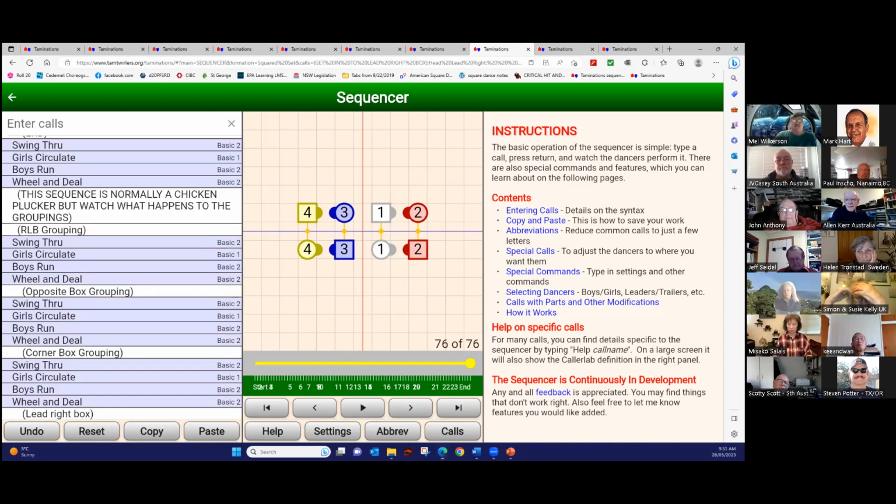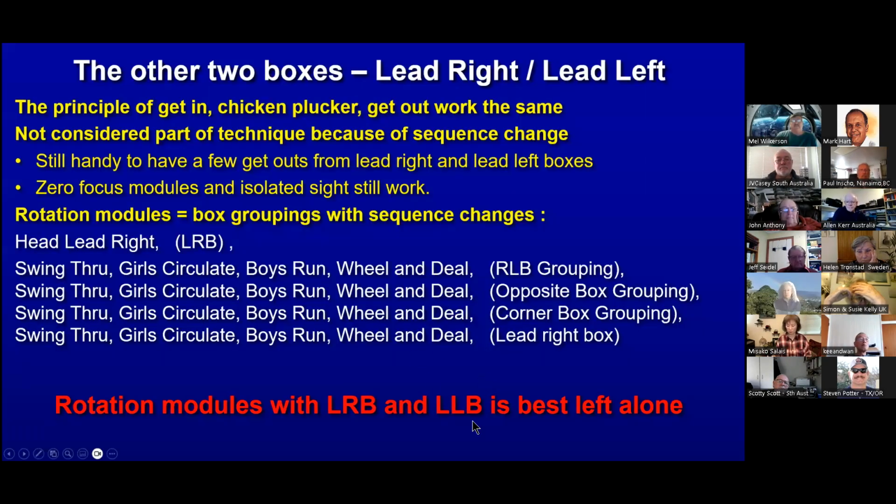Now, I'm not saying don't use lead to the right or lead to the left. What I'm saying is if you're going to use a lead to the right or a lead to the left box in your choreography, stick with the chicken pluckers, stick with lead right box get-outs or lead left box get-outs, or conversions to partner lines and use get-outs from that. It's still a lot of choreography, but try and keep that away from this group because it's just too much to remember at this time. This is all about sequence.